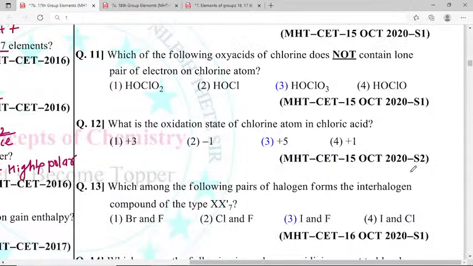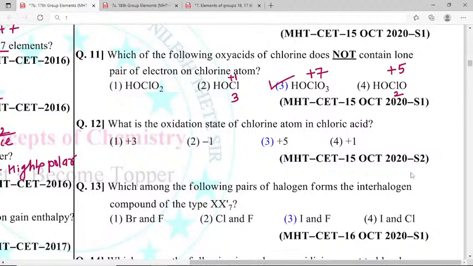Which of the following oxyacids of chlorine does not contain a lone pair of electrons? So the oxidation state of chlorine, this is HOCl, +7. +7, there is no lone pair. It contains 3 lone pairs because the oxidation state is +1. It contains the oxidation state as +5, so it contains 2 lone pairs.